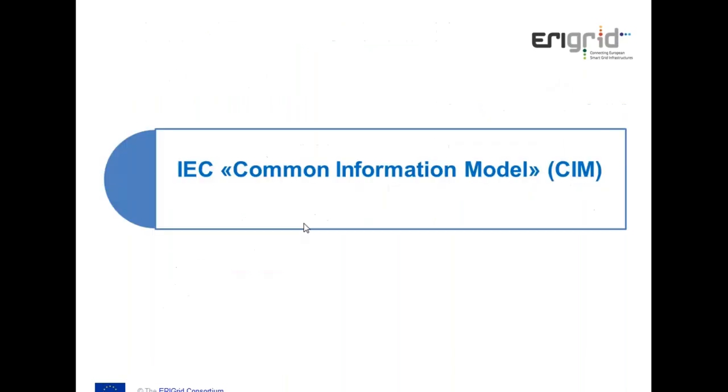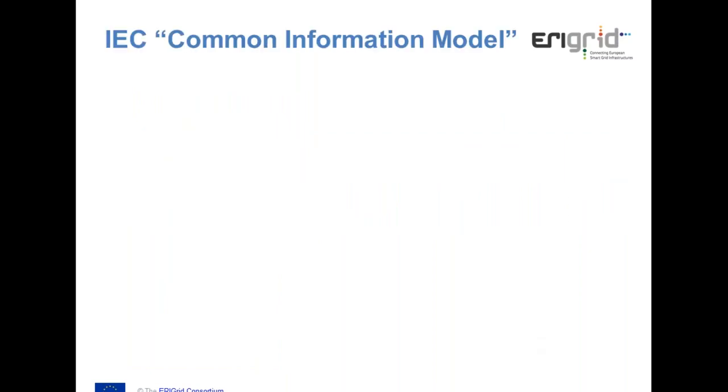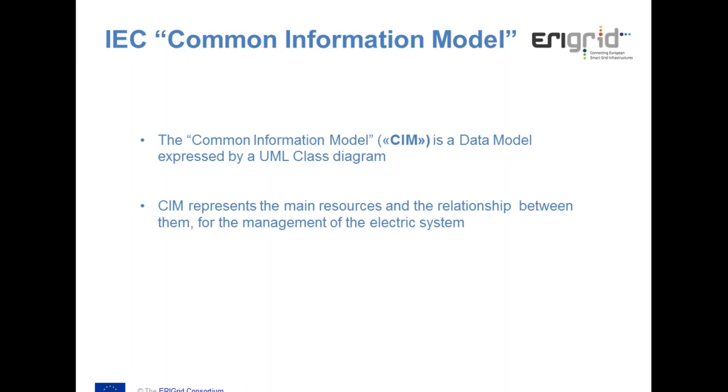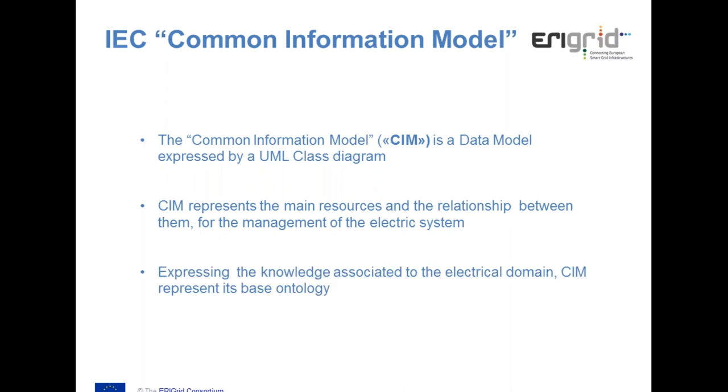And this is the topic of this second and last part of the presentation. Now I will give a brief overview of the common information model in general, and then I will also present the ERIGrid developments for this part. So what is the common information model? Also, CIM, like 61850, defines a data model, or actually it is a data model, called the common information model, representing the main resources for the management of the electric system.